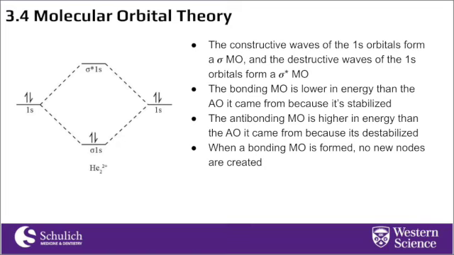In this diagram, the constructive waves of the 1s orbitals form a sigma MO, and the destructive waves of that 1s orbital form a sigma star MO, which you can see there. The bonding MO is lower in energy than the atomic orbital that it came from because it's now stabilized. And the anti-bonding MO is higher in energy than the AO that it came from because it's destabilized. And when an MO is formed, no new nodes are created.